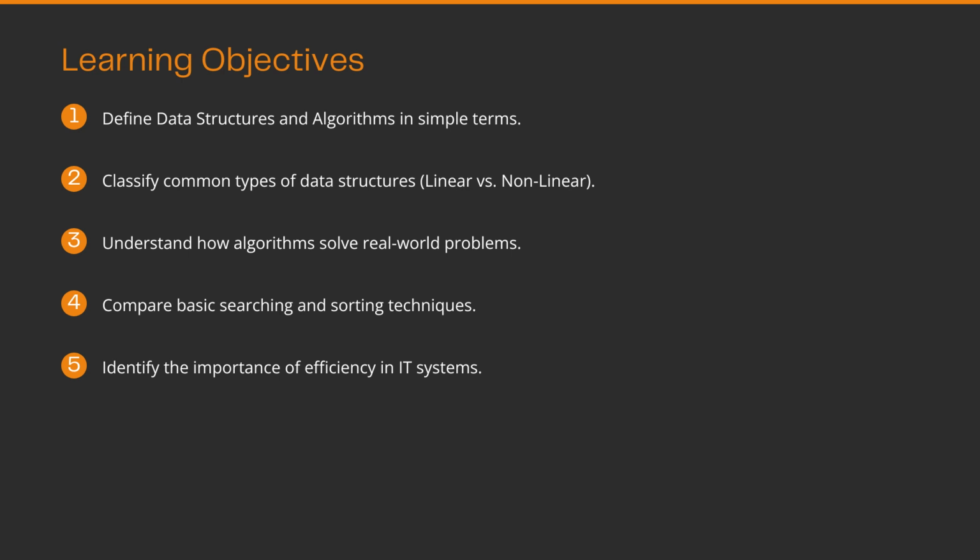We're going to look at specific examples of searching for information and sorting it, much like you would sort files in a folder. Finally, we'll discuss why efficiency is the holy grail of information technology. Why does it matter if a program takes 1 second or 10 seconds? In the world of banking or hospital systems, those seconds are everything. We've got a lot to cover. So let's get our foundation solid by asking the big question: what exactly are these two concepts?